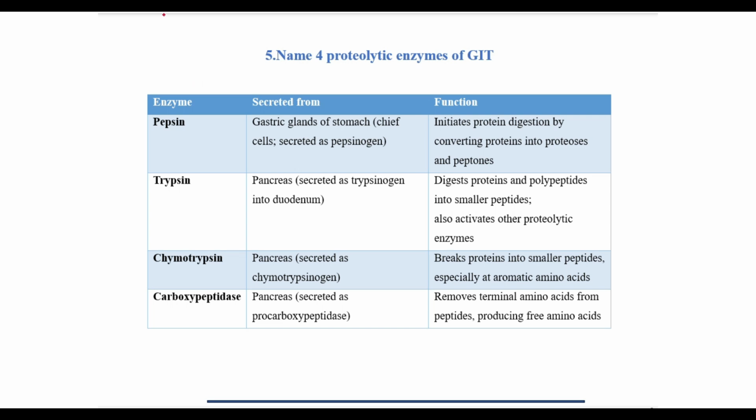So we'll see the first 2 marker. Name the 4 proteolytic enzymes of the gastrointestinal tract. We have the four enzymes. The first one is pepsin. It's secreted from the chief cells of the gastric glands of the stomach. It initiates protein digestion by converting proteins into proteoses and peptones.